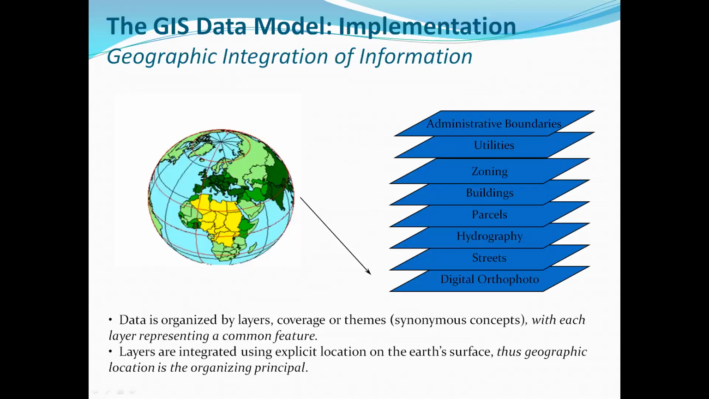So the GIS data model implementation: geographic integration of information. So what kind of information? Like buildings, hydrography, streets, digital roads, rivers. Any feature on the earth can come under a map.